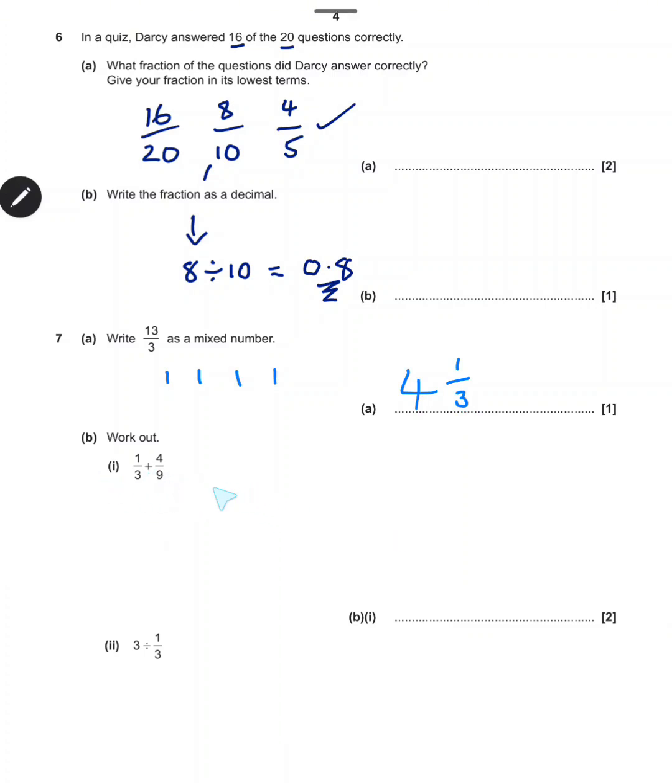Part B, looking to add fractions. To add fractions, you need common denominators. And you can get common denominators by multiplying these denominators together. But there's a naughty little shortcut here. If you take that first fraction and multiply top and bottom by 3, then what we're going to get is 1 times 3 is 3, and 3 times 3 is 9. I've changed that 1/3 into 3/9.